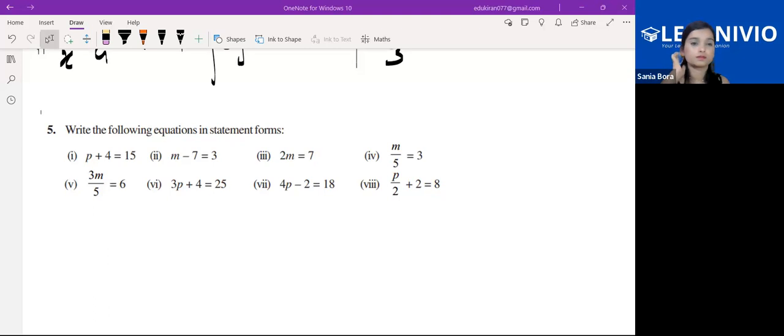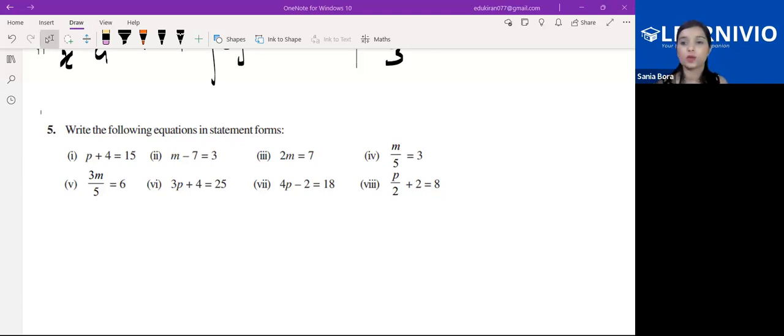3/5 of m gives 6. Yeah, or you can write 3 times m divided by 5, which will give you 6. Your choice. Now the sixth one, Rida. 3p added 4 gives 25. So if you add 4 to 3 times p, you get 25.